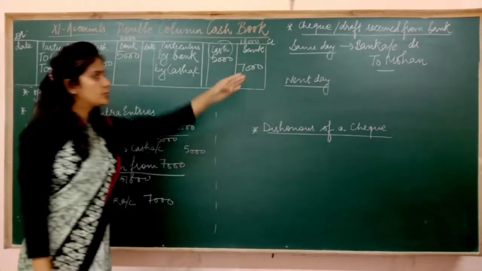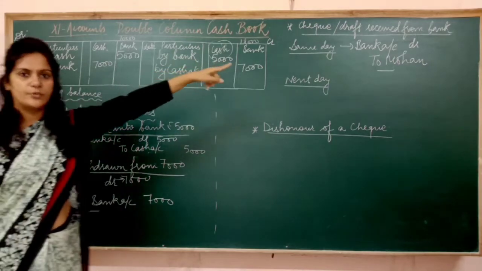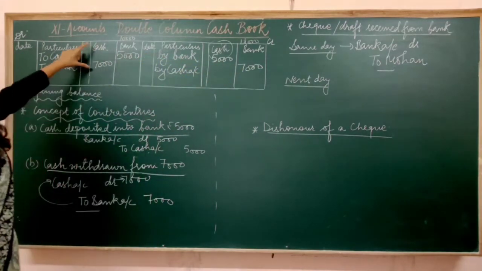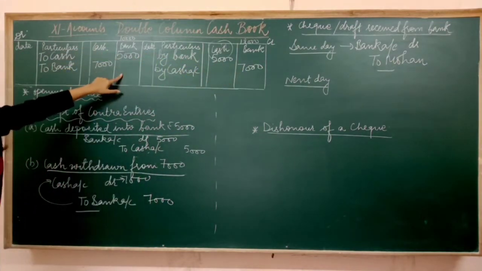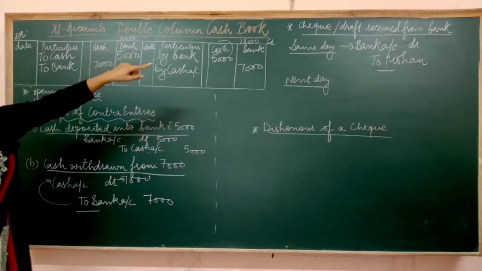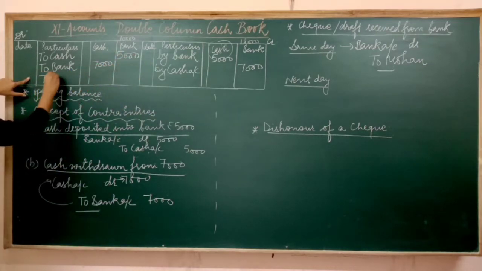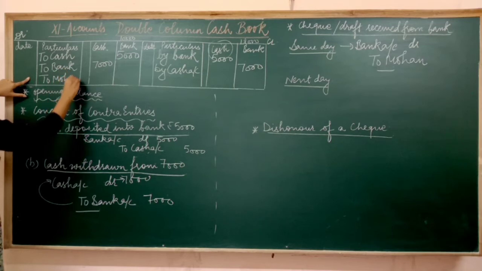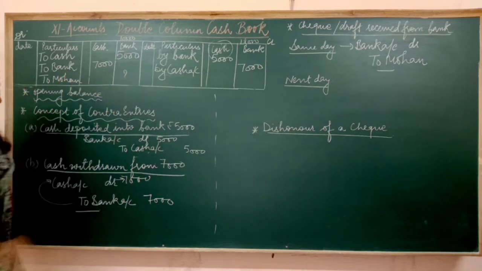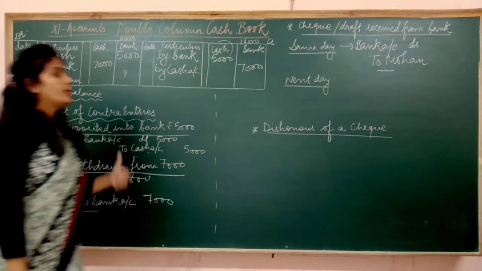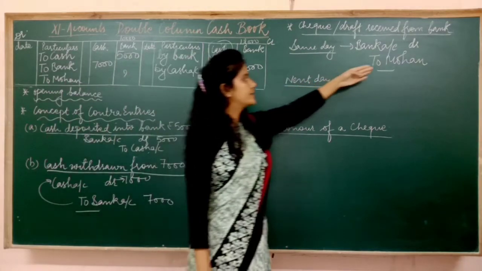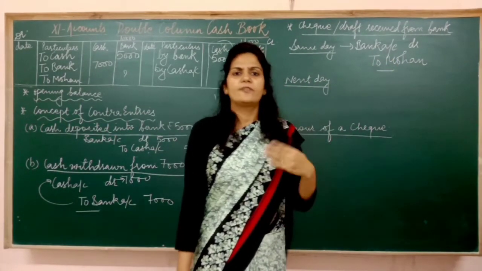And then how am I going to post it? Bank account is debited in that entry, so I'll write on the debit side. Fine. And bank account is debited because of Mohan, so I'll simply write here "To Mohan" and the amount in the bank column.